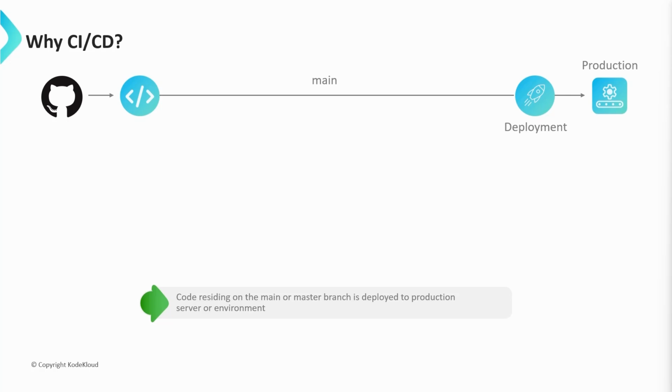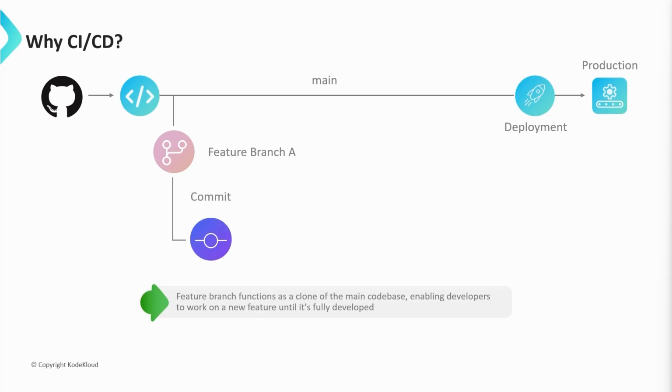When there is a need to introduce new features or simply modify existing code, developers create and collaborate on what's called a feature branch. This branch essentially functions as a clone of the main code base, enabling a team of developers to work on a new feature until it's fully developed. Once the necessary changes are made, the code is committed to the feature branch, and a pull request is initiated to merge the code back into the main branch.